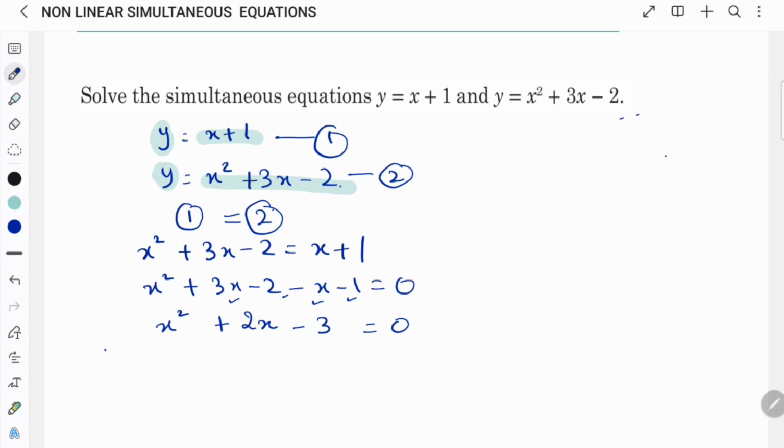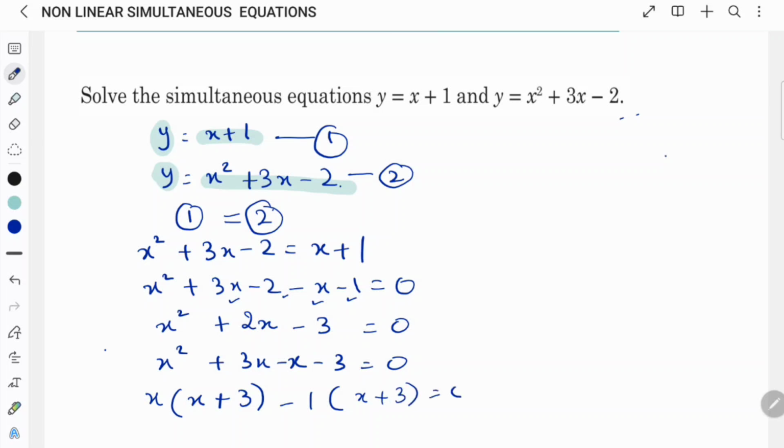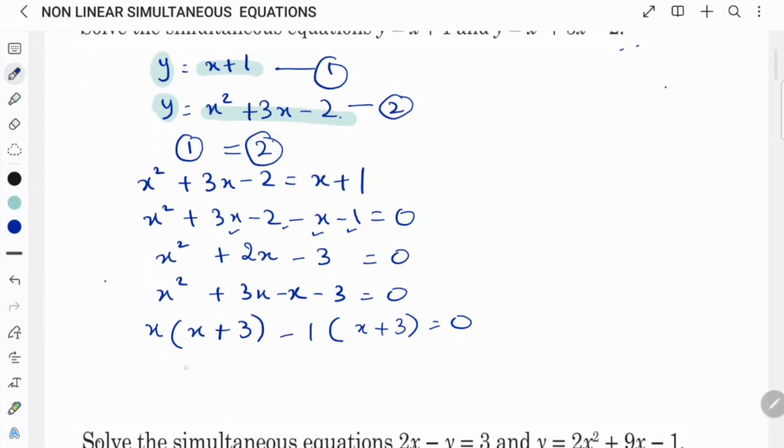Now we can easily factorize. 3 times 1 is 3, and 3 minus 1 is equal to 2. So 3 and 1, they are the factors. We are factorizing by breaking the middle term. x squared plus 3x minus x minus 3 equals 0. Minus x. And then take the common factor in grouping, x plus 3. When a minus sign is common, then obviously the inner signs will change. Now it is x plus 3 and x minus 1 equals 0.